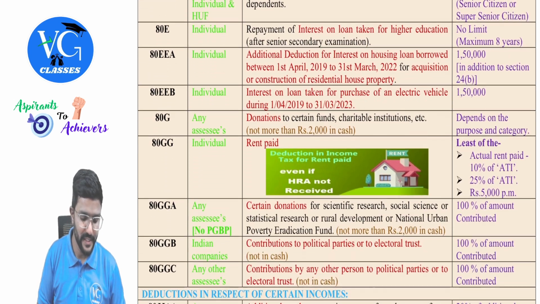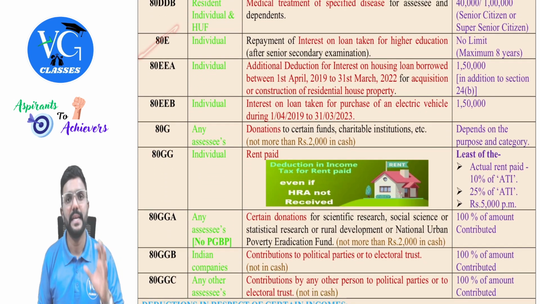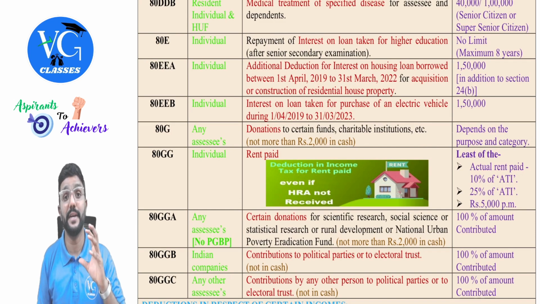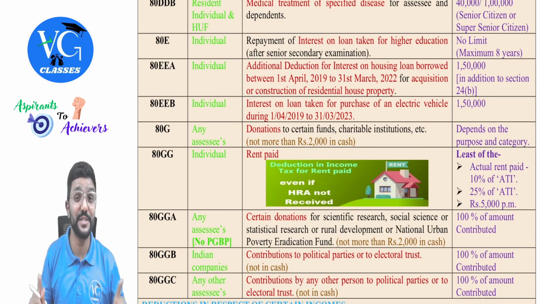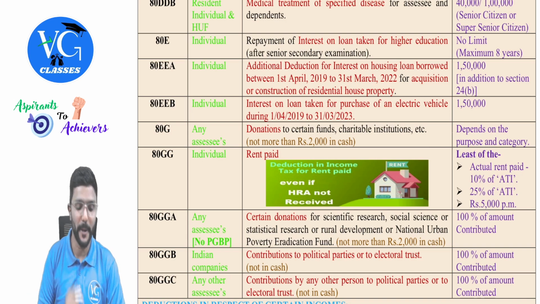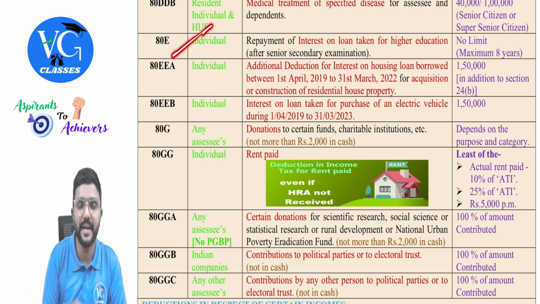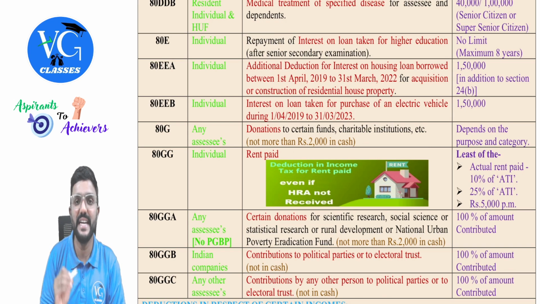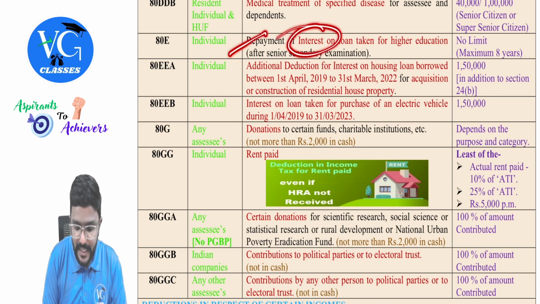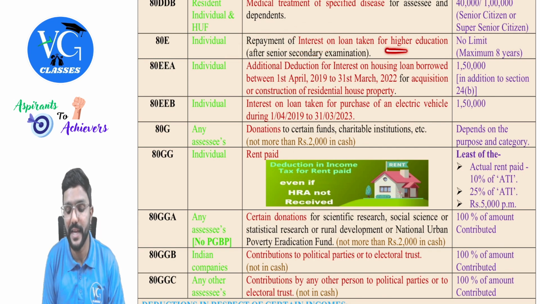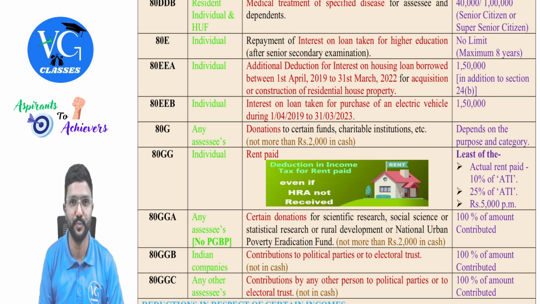Okay. Next, let us go to the E series. The E series will give deductions for interest, not exemption, deduction, guys. Okay. First, 80E is available for individuals for interest on education loan. So repayment of interest on an education loan taken for higher education, that is after senior secondary examination, guys, that is after plus 2.